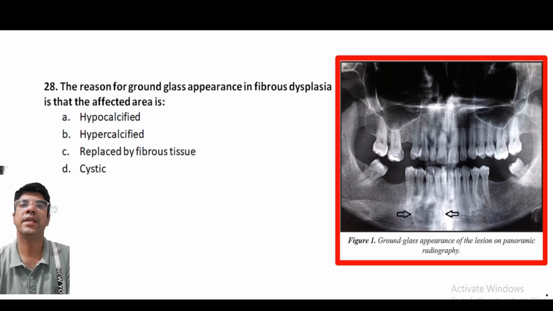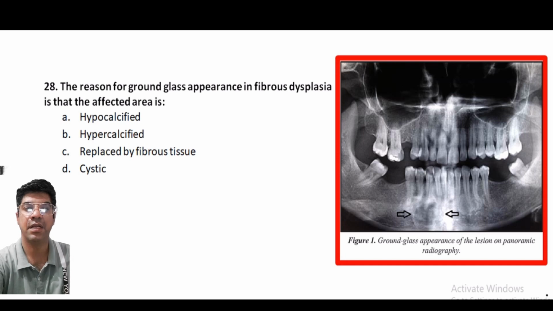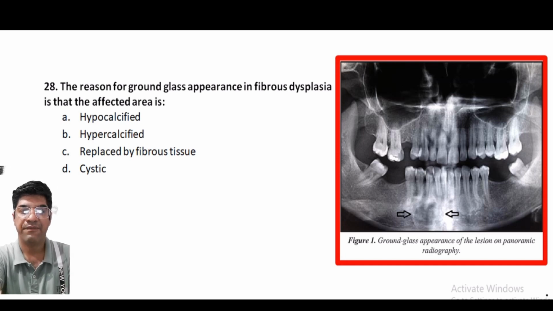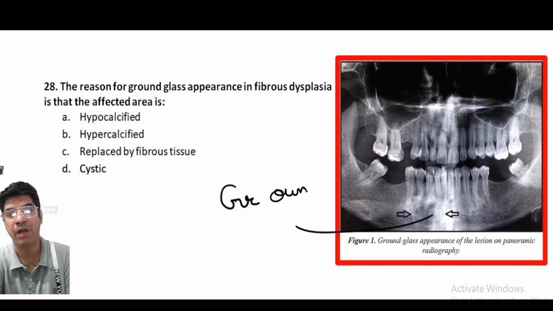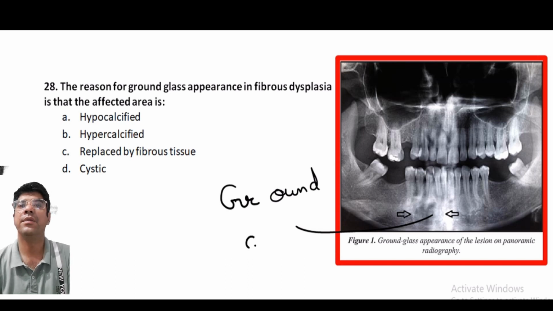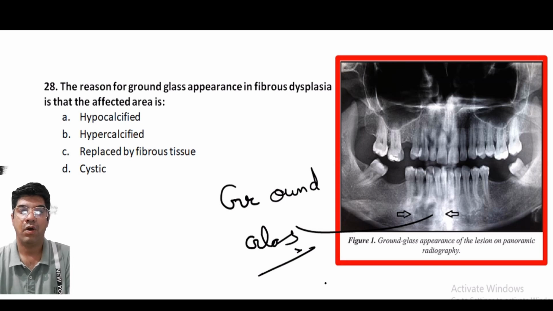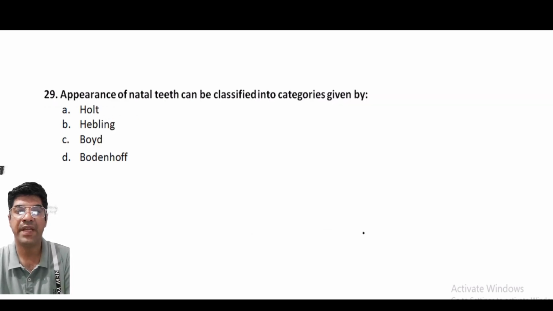The next question, moving to the next question. The reason for the ground glass appearance in fibrous dysplasia is, fibrous dysplasia is a bone disorder that is characterized by replacement of normal bone with a fibrous tissue. The fibrous tissue will appear denser on the radiograph. So that gives a ground glass or hazy appearance. The affected bone becomes weaker and less dense compared to the normal bone.